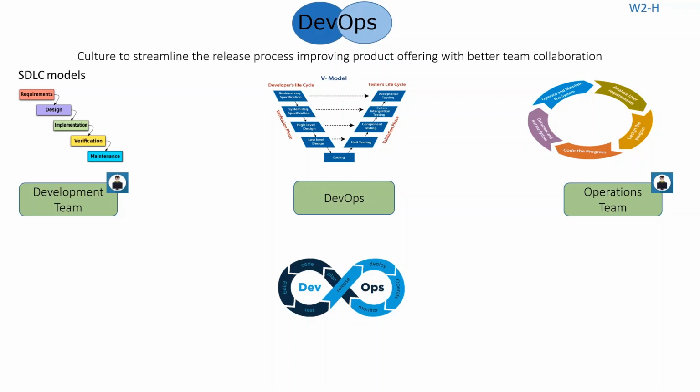Whereas the operations team is a combination of system engineers, system administrators, operations staff, release engineers, DBAs, network engineers, security professionals. They are responsible for deployment, maintenance, monitoring and fixing the errors. So this is the idea of the development team and operations team. Now let's see how the bridge has been formed between the two teams.